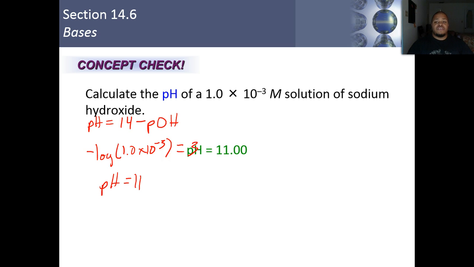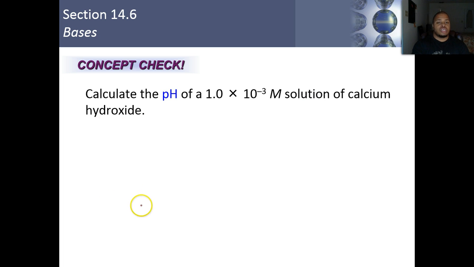Now, this is the basic idea for something that we're dealing with, just to start off. Now notice we were dealing with sodium hydroxide. In this case, we were only dealing with one hydroxide that was being released. Let's look at another example. We have calcium hydroxide. Now, calcium hydroxide, we know the formula is Ca(OH)2. So because of that, for every one calcium, we have 2 hydroxides. So we're going to end up having to double this concentration.